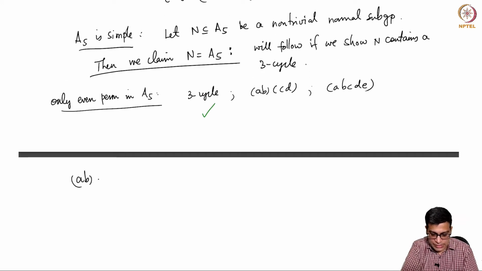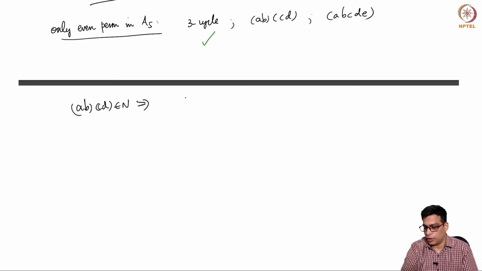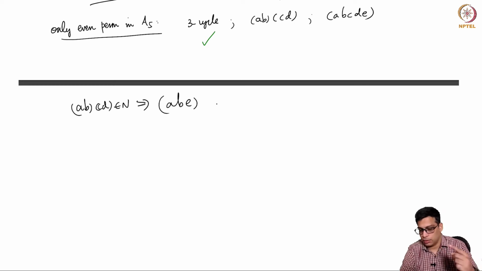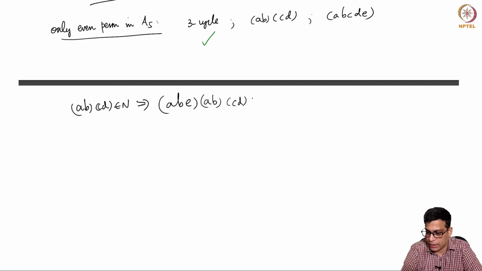If (a b c d) is in N, I will not write the full detail, but you take (a b e), where e is the 5th index. So (a b e) times (a b)(c d) times (a b e) inverse times (a b)(c d). This is just a mess, but you can quickly check.